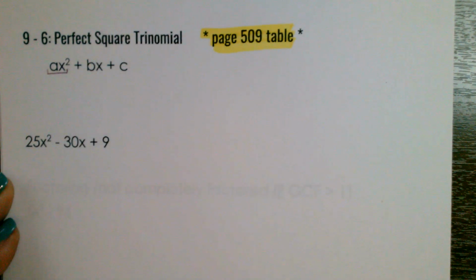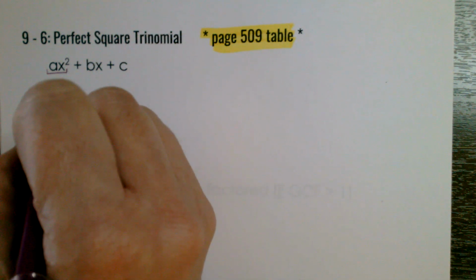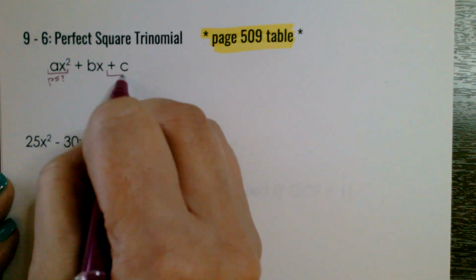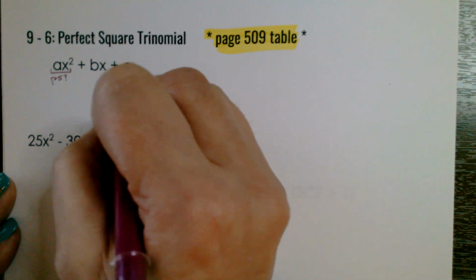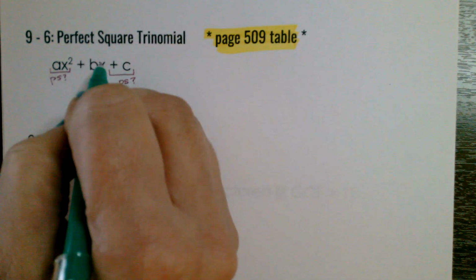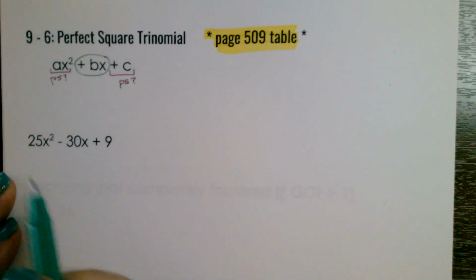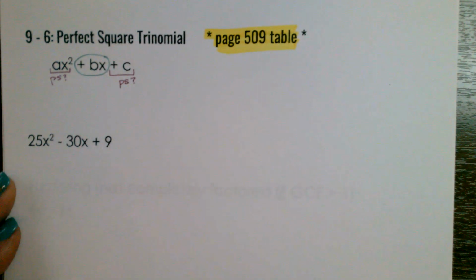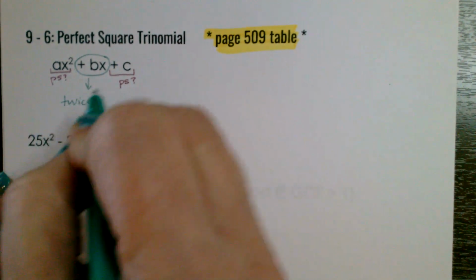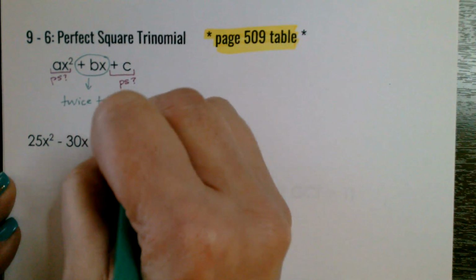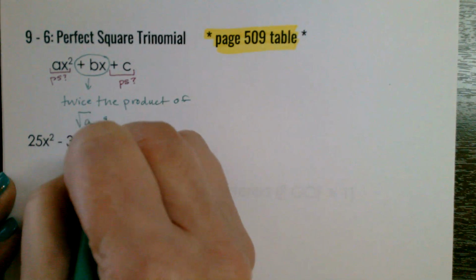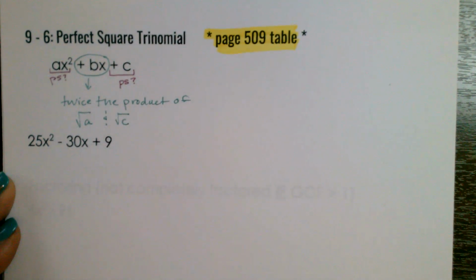This is your A term, and you're going to ask, is this a perfect square? Then you will go to the C term and ask, is this a perfect square? If the answers are yes, your next test to determine if you have a perfect square trinomial is the B term: twice the product of the square root of the A term and the square root of the C term.